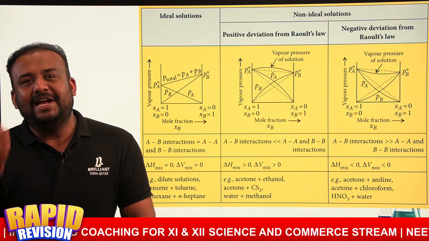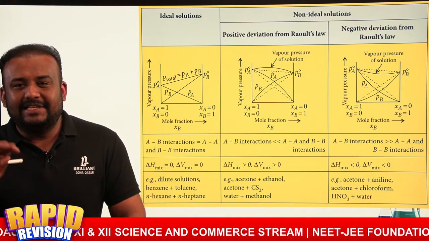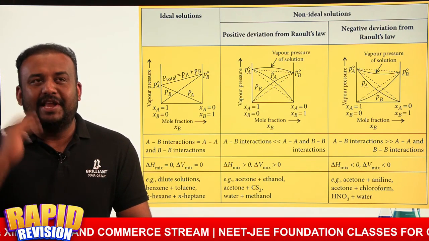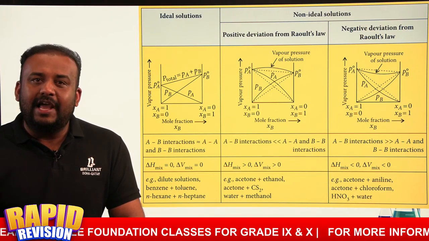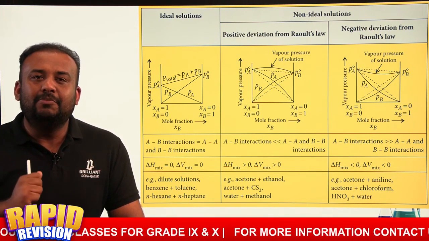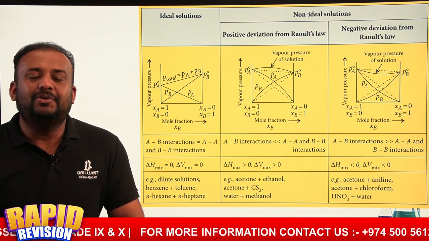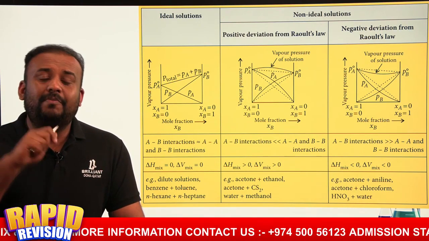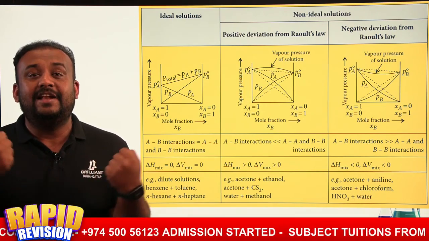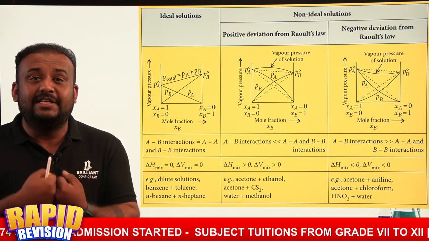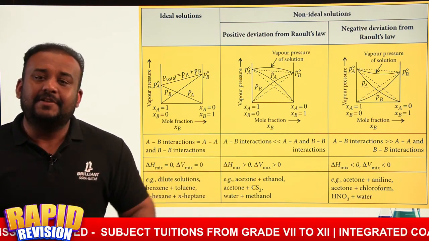What is the immediate conclusion from this? It's a very easy concept. You can imagine it like this. The pressures are more than expected. Why is it more? Because more people are coming to the vapor phase. Why did more people come to the vapor phase? Because they are not feeling those interactive forces as much as they were in the free state.